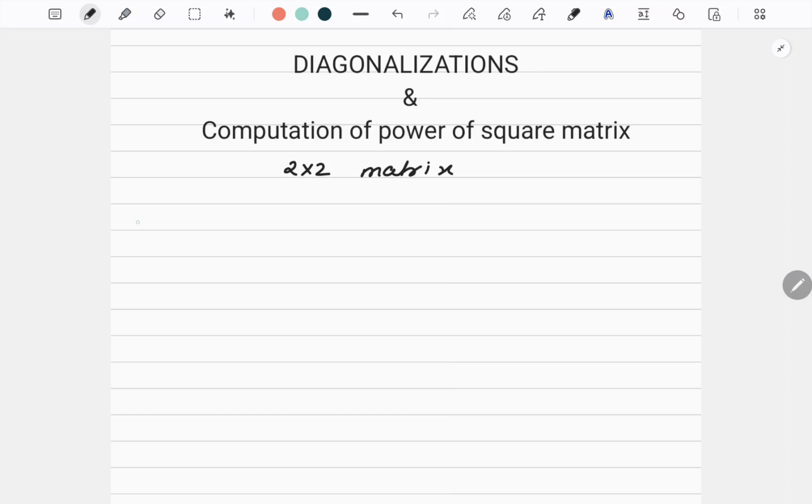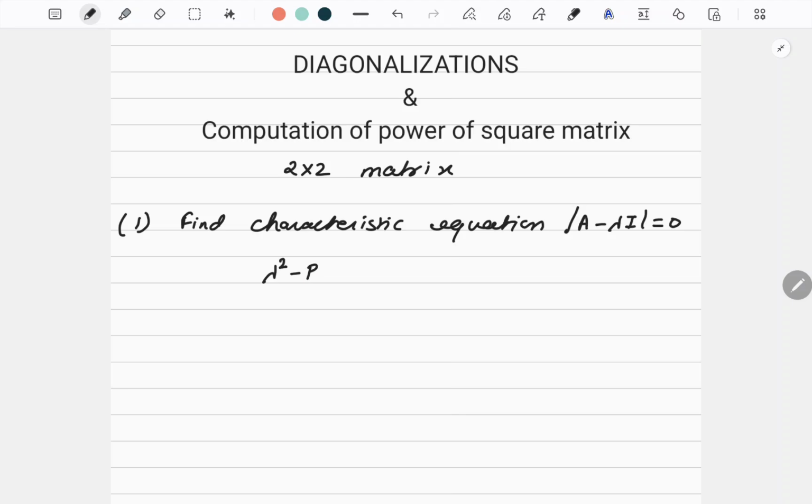The very first step is to find the characteristic equation. How do we find it? The determinant of A minus lambda I equal to 0 gives the characteristic equation. But I have told you a shortcut: you can directly use lambda square minus p1 lambda plus p2 is equal to 0, where p1 is the trace, that is the sum of diagonal elements, and p2 is the determinant of A. When you see this you may feel it is lengthy, but when you use this formula it is very easy and very simple.